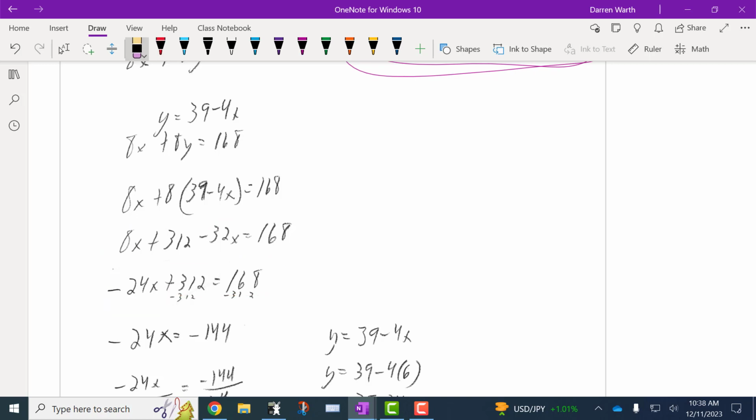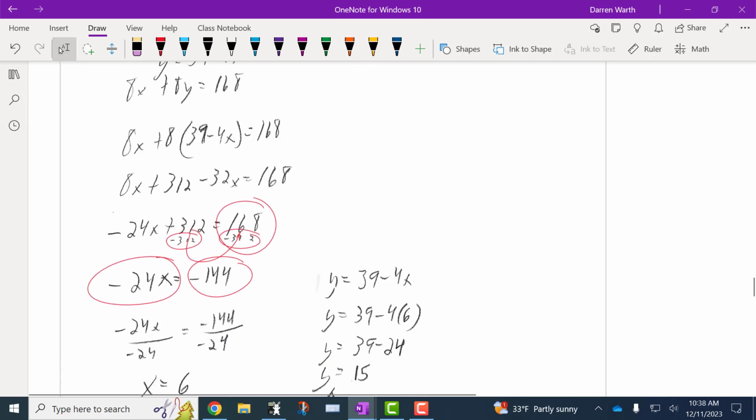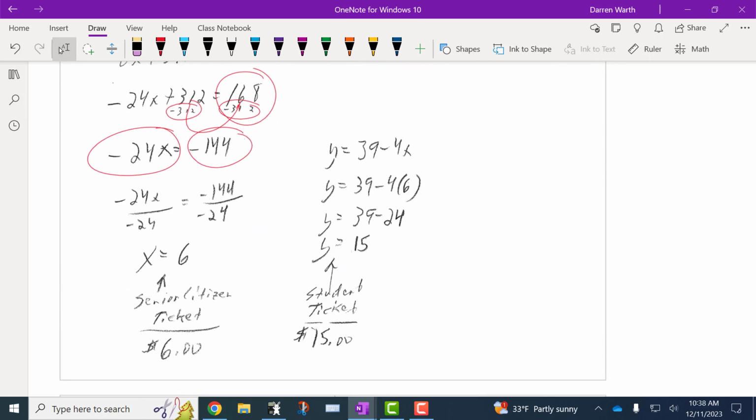Now to solve for X, I need to go ahead and move this 312 over to this other side. So that means I'm going to subtract 312 because I need to move that 312 over to the other side. So I subtract 312 from both sides. And when I take 168 minus 312, I get negative 144. So now I got negative 24X all equals negative 144. And now I'm just going to divide both sides by negative 24. So I'll take negative 24X divided by negative 24. That's going to give me my X by itself. And I take negative 144 divided by negative 24. That's going to be 6.